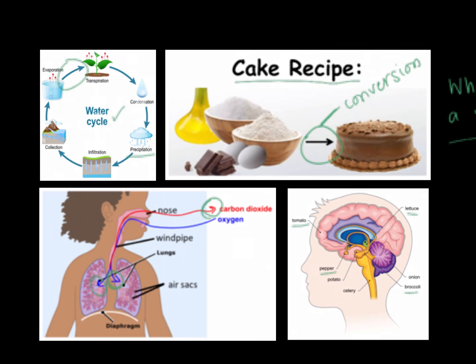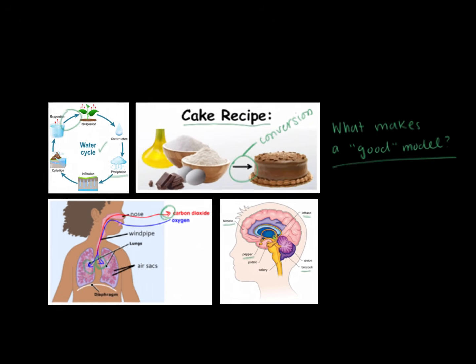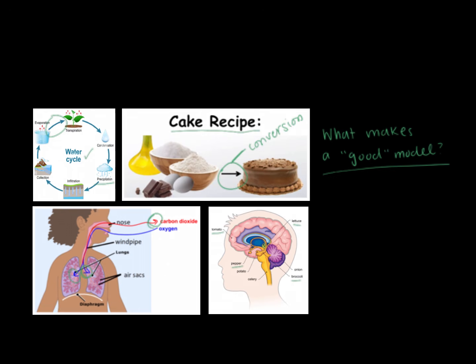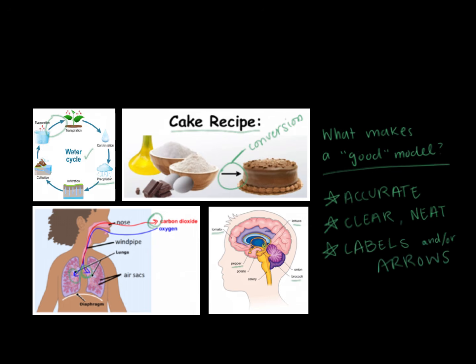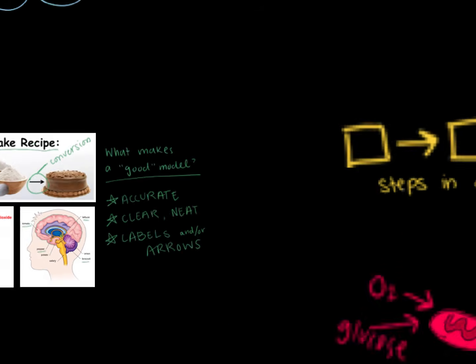Okay, so if we are creating a model of our own, we need to think about what makes a good model. So some of the things that we just identified are that a good model is accurate, a good model is clear and neat, and a good model is going to use labels and arrows to show us something. So with these things in mind, we are going to take a look at some types of models that use arrows because sometimes they have different purposes.